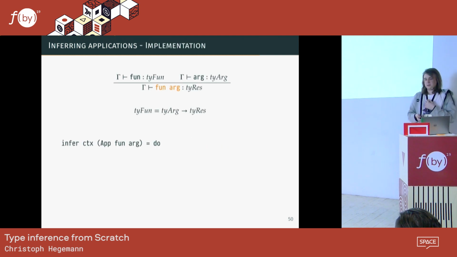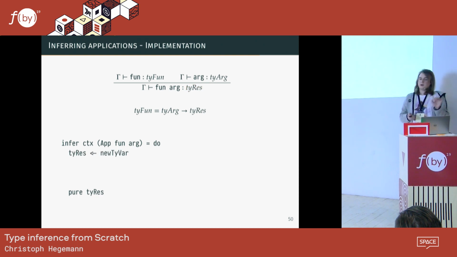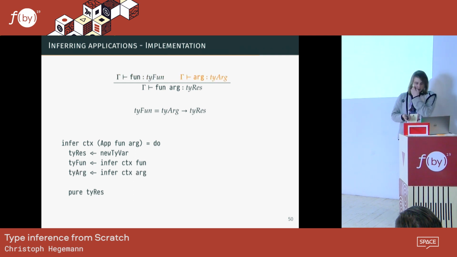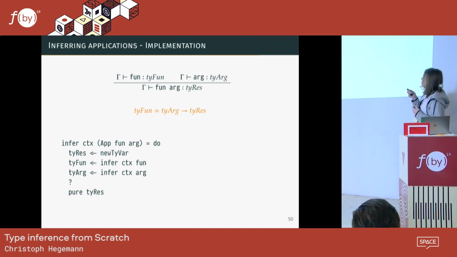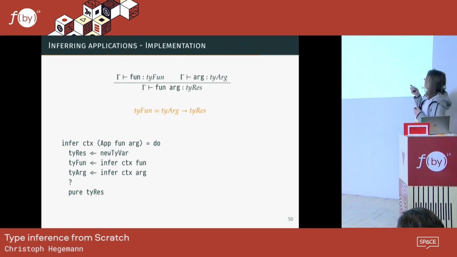All right, so we'll try to implement this as usual. We pattern match. We know what we want to return. We want to return the type of result. We don't have any information about it yet, so we create a type variable for it. Then we go ahead and infer the type of the function. We go ahead and infer the type of the argument. And now we have a problem, because somehow we need to use that relation we thought of before. But that tyres is in an unfortunate spot over here, where we can't really do anything with it. And so the operation to relate these with one another is called unification. And so we need to write the unify function here.